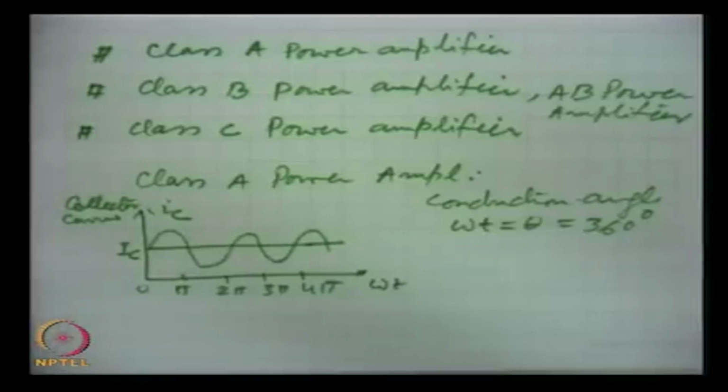So, remember in class A amplifier the conduction current flows for the whole conduction angle, 360 degrees. That means the whole wave is reproduced. It is of course much higher in power than the input, but it flows for the whole 360 degrees.